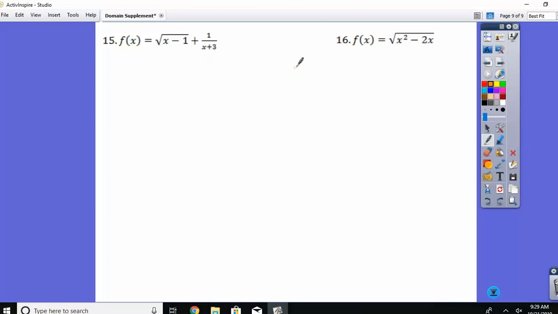Alright, this one has both again. So the radical portion, we know the thing under the radical, greater than or equal to 0. This one we know it's a fraction, so the bottom cannot be 0. So if I add my 1 over, x is greater than or equal to 1. This one, x can't be negative 3.